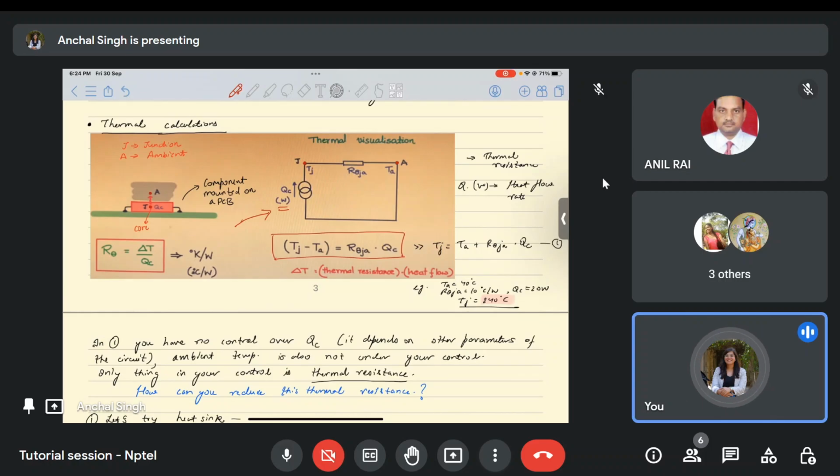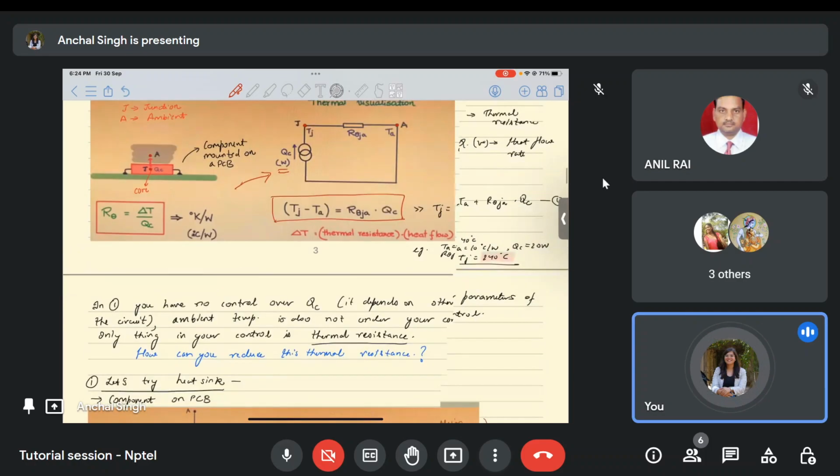QC depends on what kind of IC you are using. From one IC to another, the amount of QC that we need to pump out varies. So QC is not in our control. Ambient temperature is also not in our control, and the junction temperature is the one we are finding. So the only parameter that is in our control is the thermal resistance.